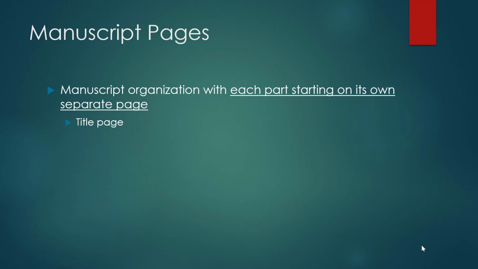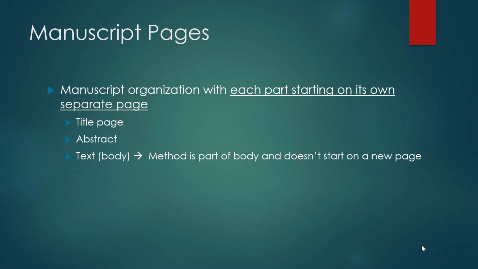First, you'll have the title page, which you've already made when you did your literature review. Next is the abstract, and you'll come back and write this abstract, and we'll talk a little bit more about that at the end of the semester before you submit your final paper. And then you have the text, the body of the paper. You already have part of that written, the literature review.